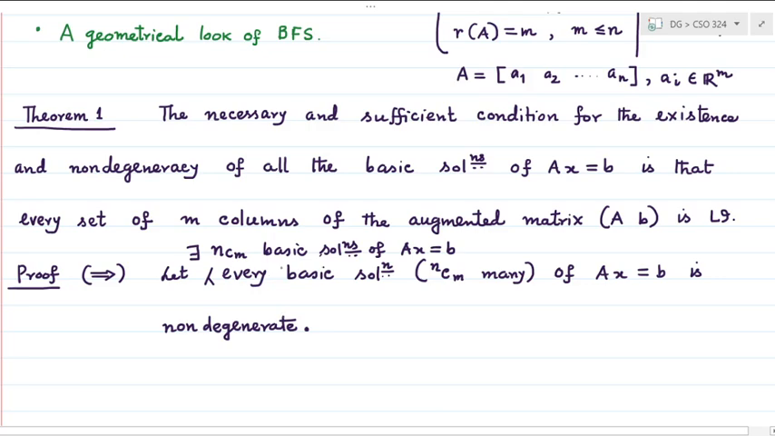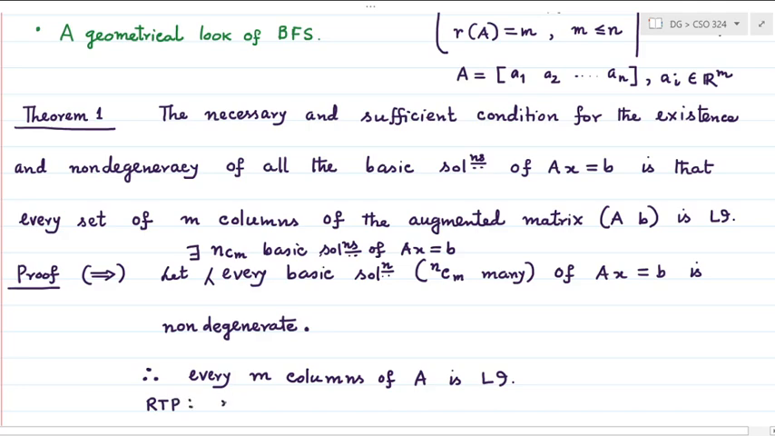Once you are assuming that there exist n choose m basic solutions, obviously inside of this any m columns of the matrix capital A are linearly independent. Otherwise, you cannot have n choose m number of basic solutions, right? So this implies, therefore, every m columns of A is linearly independent.